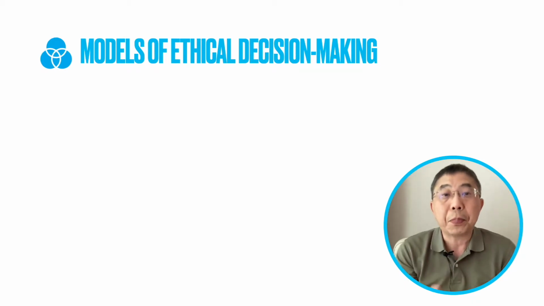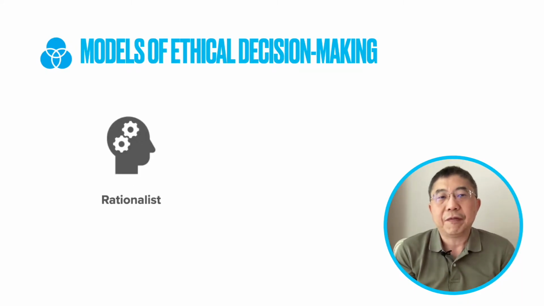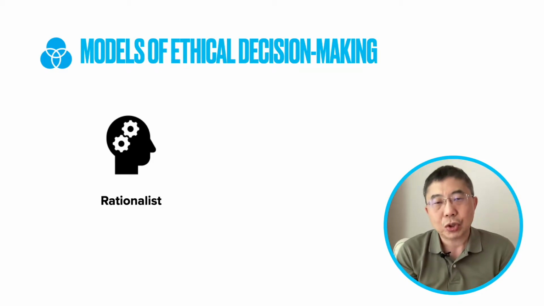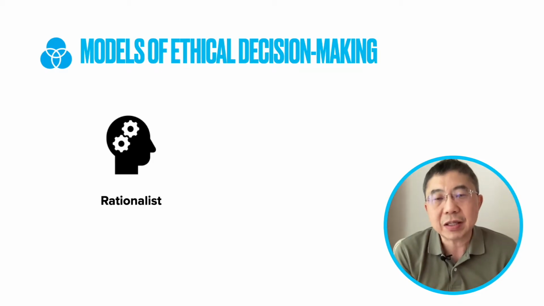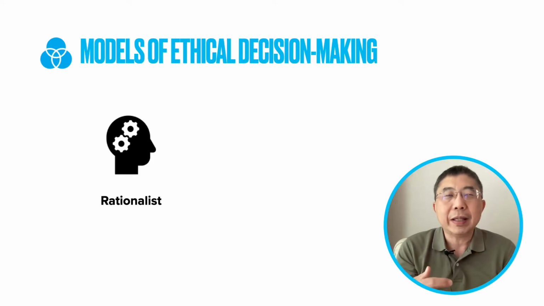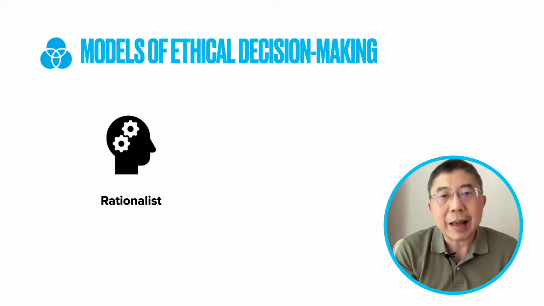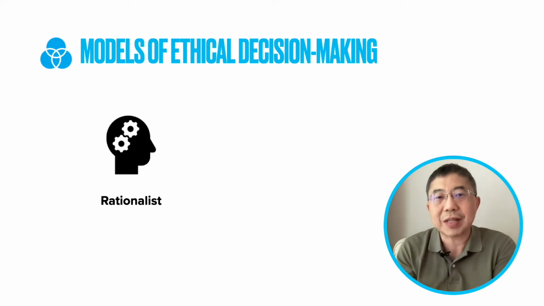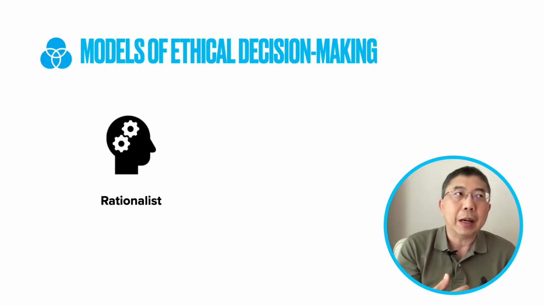Now, there are two approaches in developing such a model. The first approach is what we call the rationalist approach. The rationalist approach will require us to reason out, think out a proper process or steps in order to make that decision.